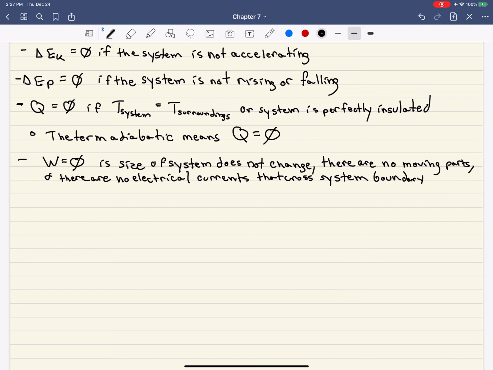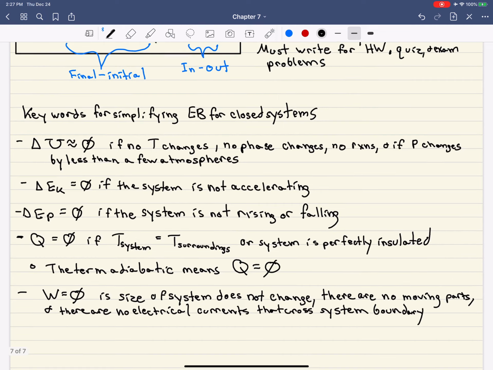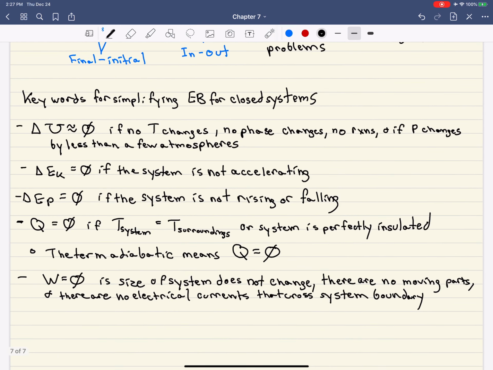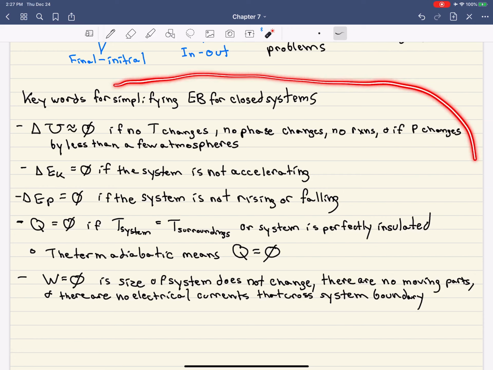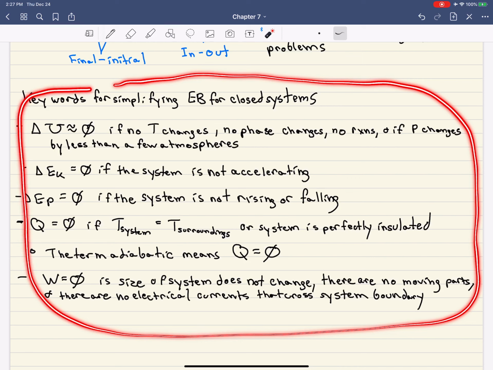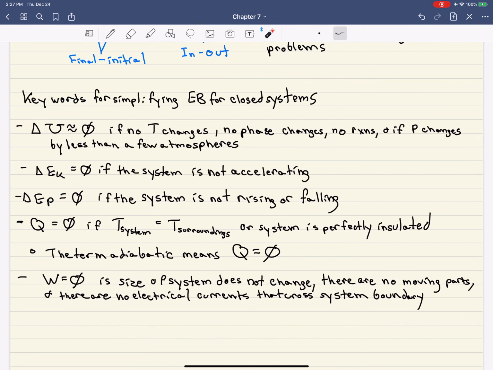Okay? And so, when you're reading the problem statement for your material and energy balance problems, try and look out for words that imply any of these things, and that will help you eliminate terms in your energy balance.